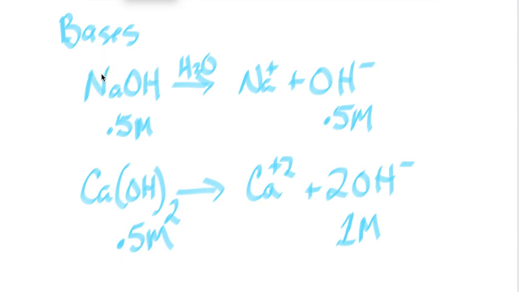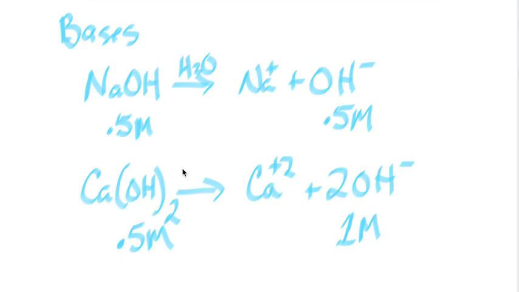You also learned that bases are those things that, when put in water, form hydroxide ions, or OH ions. So in this case, sodium hydroxide is a base. When you put it in water, it forms hydroxide ions. Calcium hydroxide does the same thing.